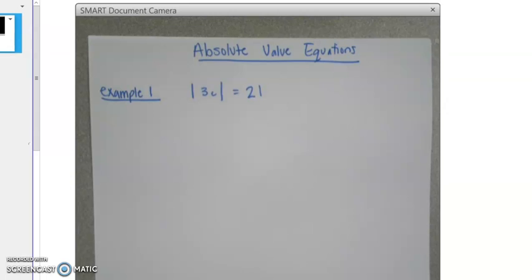Hey guys, today we are going to be going over absolute value equations. So if you will go ahead and get some paper out, that way you can write down these notes and have them to reference when you're doing your classwork.